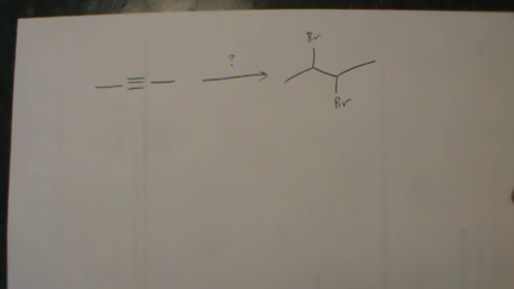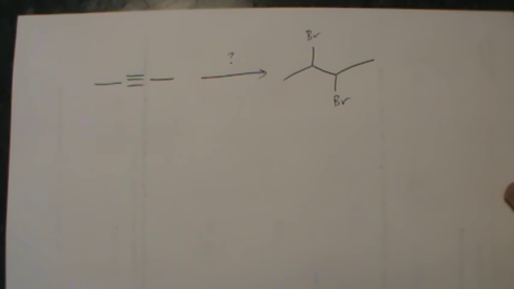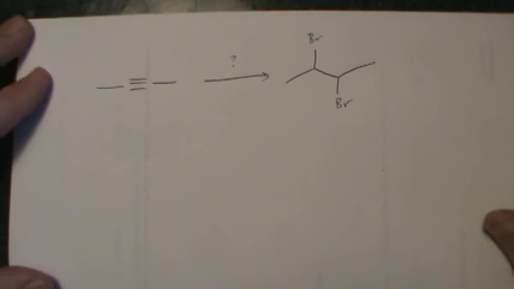Here I'm going to start with an alkyne again. I'm going to produce a vicinal dibromide, and notice that I'm not indicating the stereochemistry. That makes it actually an easier problem. You don't have to worry about stereochemistry. You just got to get a couple of bromines at those positions. So how would we do this?